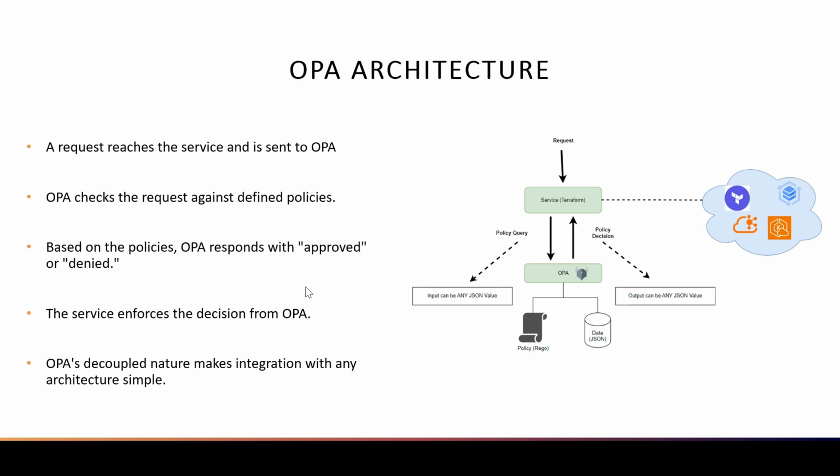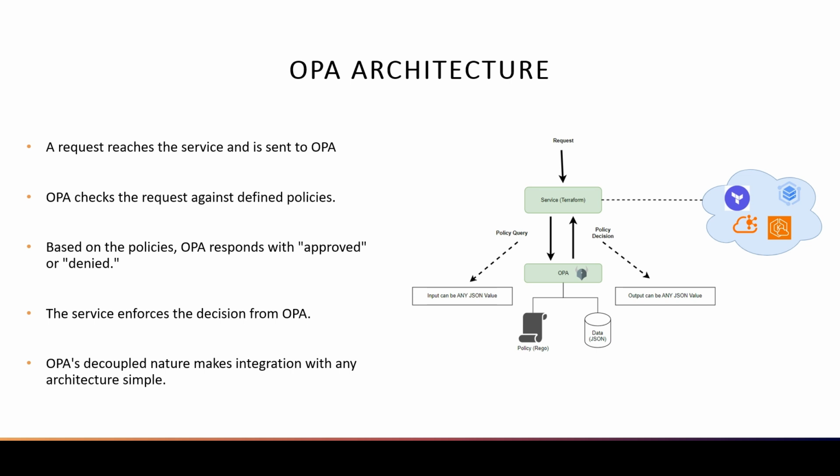So this is the OPA architecture. In this diagram, you have a service. It could be anything, a cloud service or any on-prem service. Let's say this time we have Terraform, and then OPA is basically an agent which is running on your machines or anywhere you want to run it. And then we have a Rego policy here, and the input file, which is a JSON file.